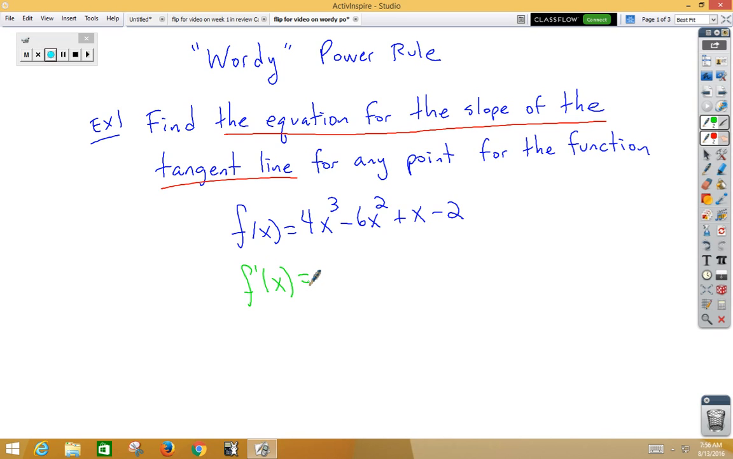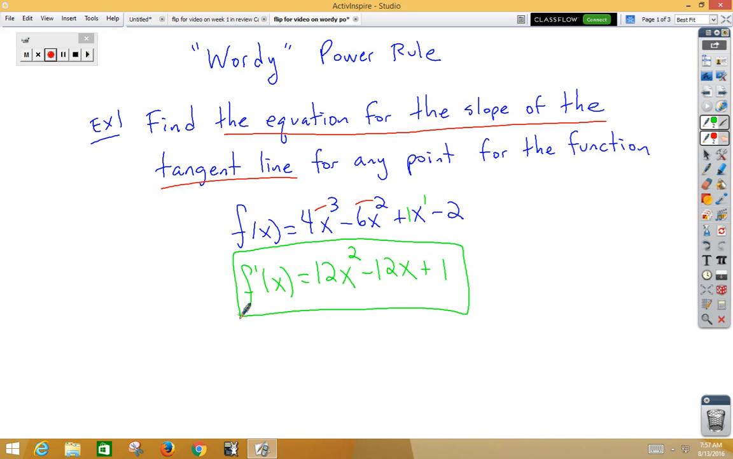So in this case, with the power rule, we would multiply 4 times 3 is 12, x, subtract 1 is 2. Multiply negative 6 times 2 is negative 12x, subtract 1, we get 1, we don't need to put that. The derivative of x is going to be 1 because, well, 1 times 1 is 1. And then the derivative of a constant is 0. And we're all done because that is the equation for the slope of the tangent line at any point on the curve or the function.